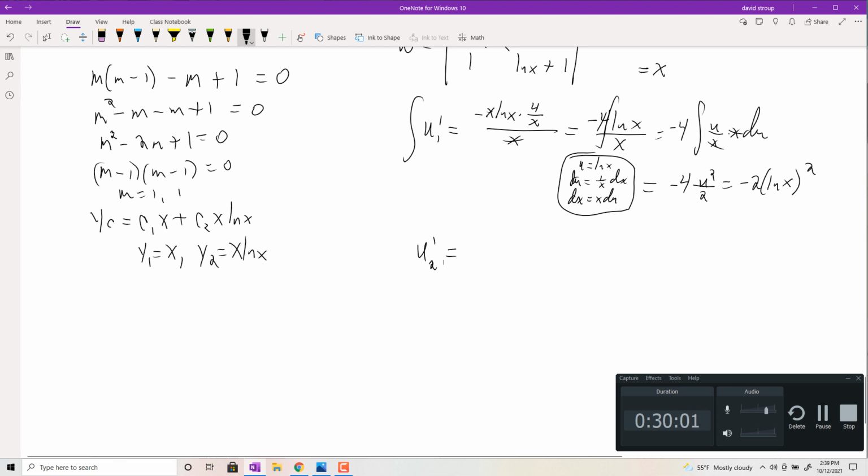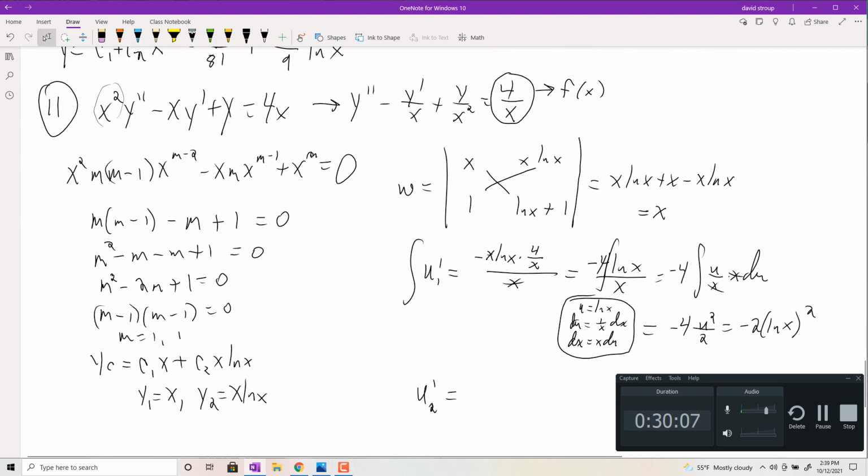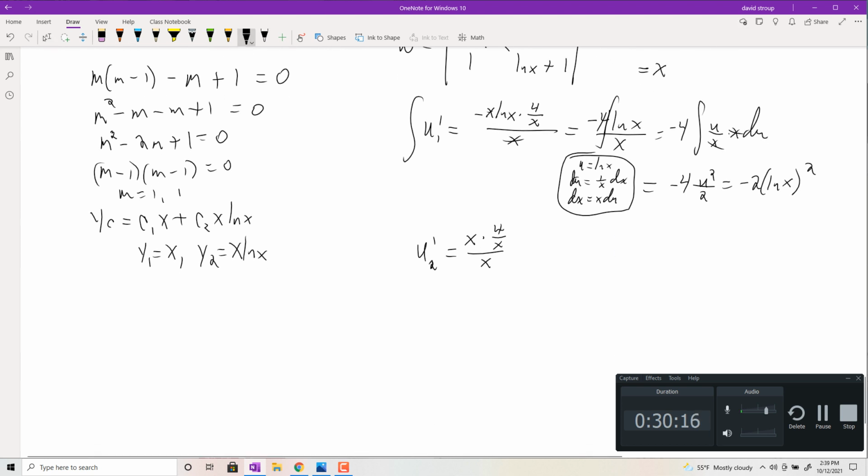Okay. What else? So I need now u2 prime. u2 prime is y1 times f of x. So y1 is just x. f of x is 4 over x, and then all over x. So these cancel, so you get 4 over x. Integrating both sides, u2 must be 4 ln x.